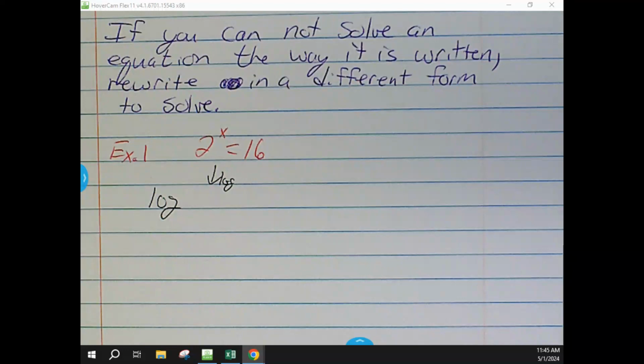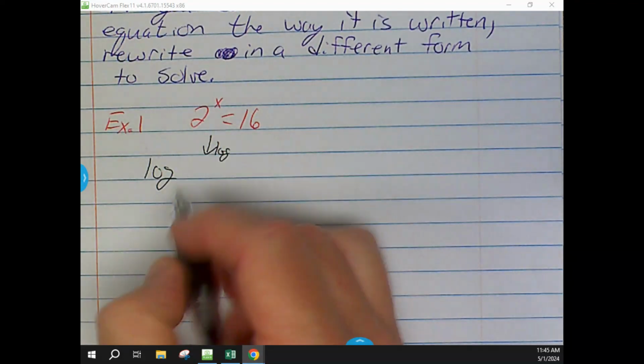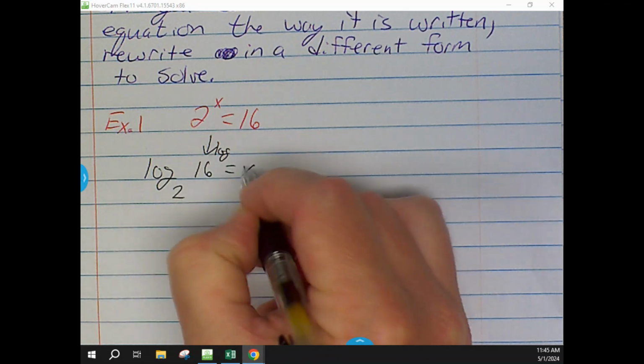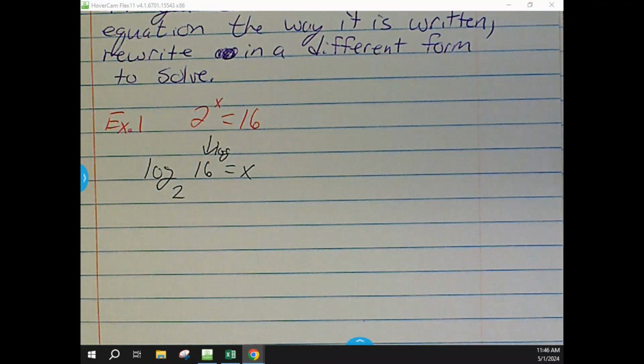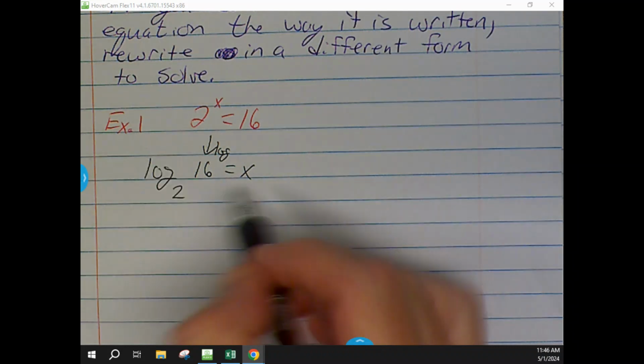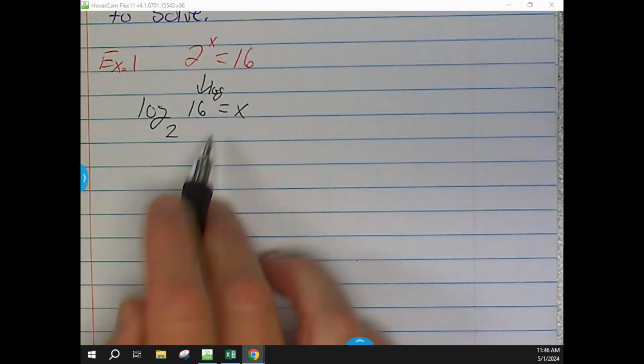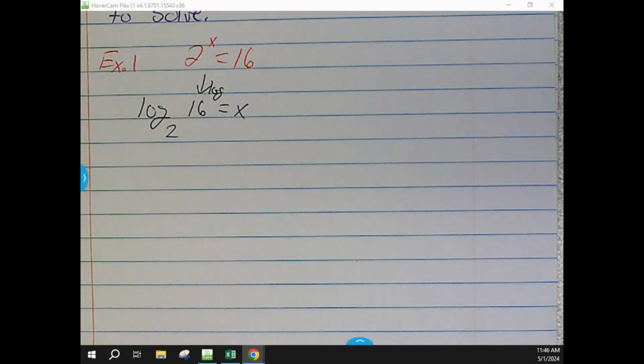And again, to put it in log form, the base is going to stay the same, and you're going to switch these two numbers. The 16 will go here, and the x will go there. That's what we did for the people who weren't here yesterday. This is where we used our calculators, because now you can punch it in. So everybody punch that number in your calculator and see what you get. Remember how to do that on your calculator.